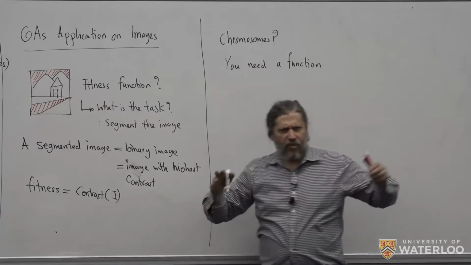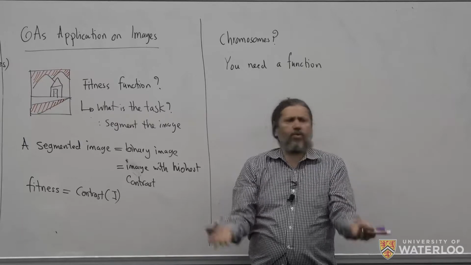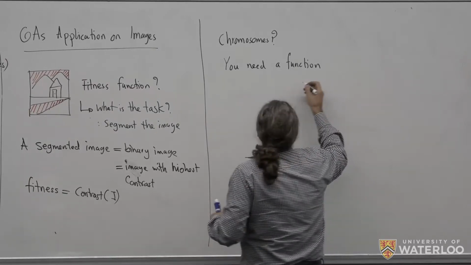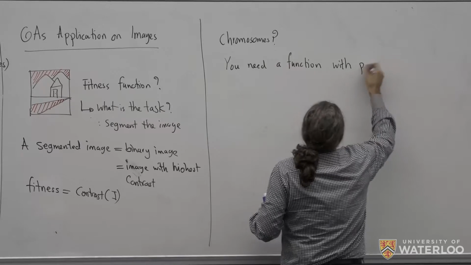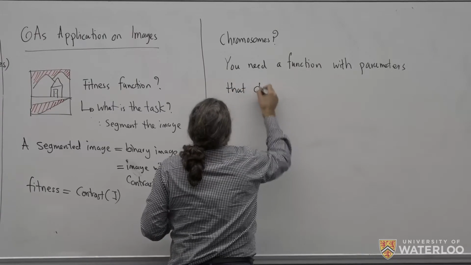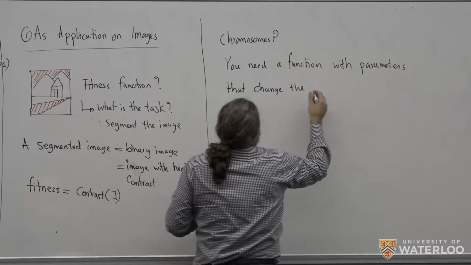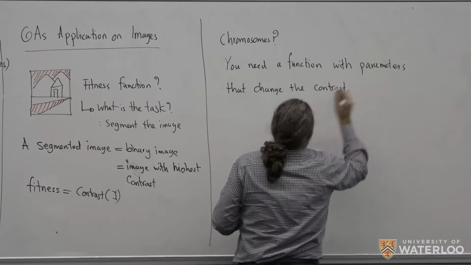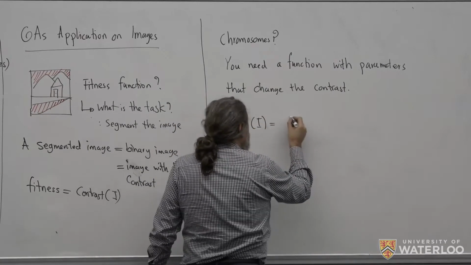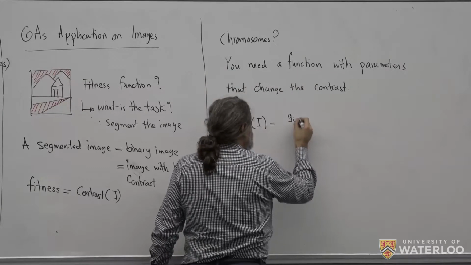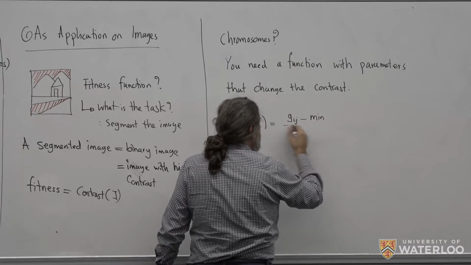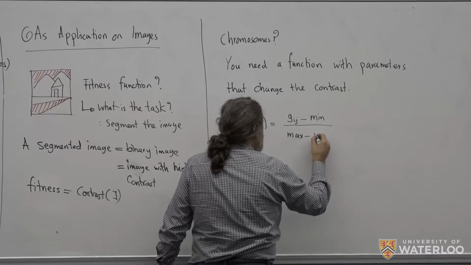But I'm assuming if you put the actual value of the image into it, it gives you a value. But you want to manipulate that value. So what would manipulate those values? You need a function with parameters that change the contrast. Okay? The contrast of the image is every single value g_i, g_j, so all the pixels, minus the minimum value that I have in the image divided by maximum minus minimum.